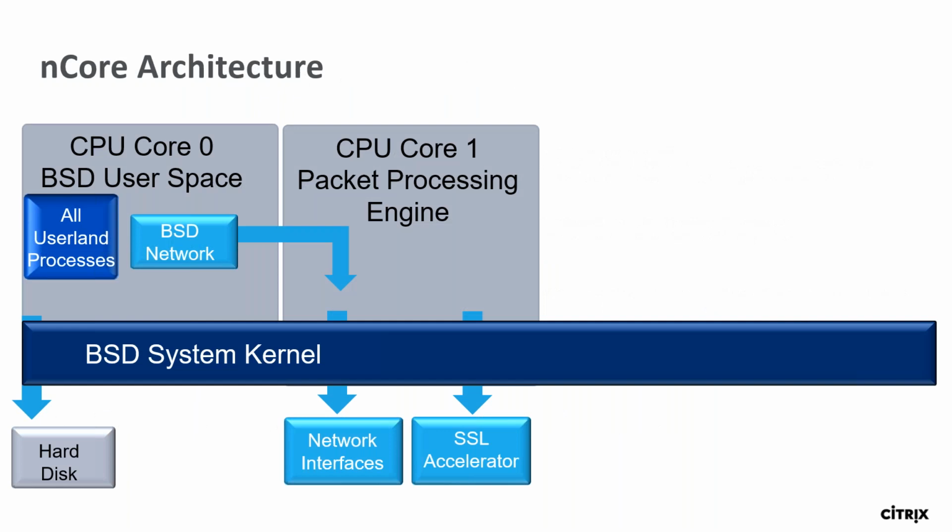The first CPU is where the user space processes are running, so all the userland processes, we'll talk about those in a second. BSD network is there, so it has a network stack, right? It thinks it's talking to the network, but in fact, the real stack that matters is what is controlled by the packet processing engine. All right, so it talks directly out to the interfaces. It talks to the SSL accelerator.